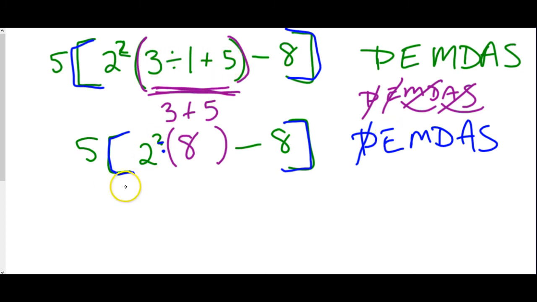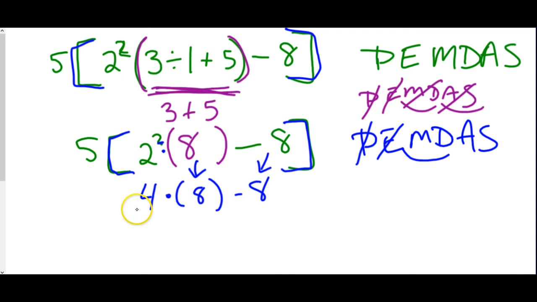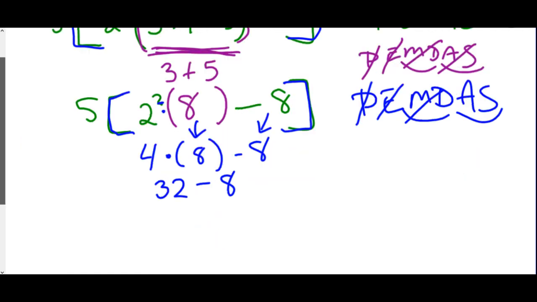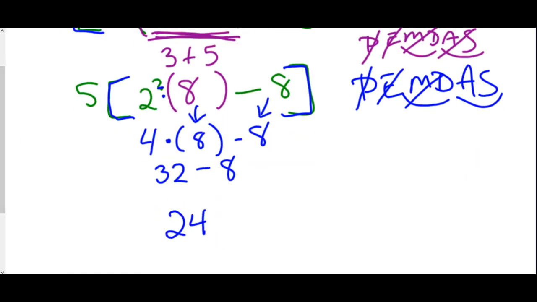Exponents, we have 2 squared. That would be 4 times 8 minus 8 still. We just brought everything else down. So we've done our exponents. We look for any multiplication or division. We have a multiply sign. That would give us 32. And then add and subtract. 32 minus 8 is 24. Again, we still need to bring down this 5, and we can leave the brackets around the 24, again, just so you know that this is not 5/24, but that it's 5 times 24.